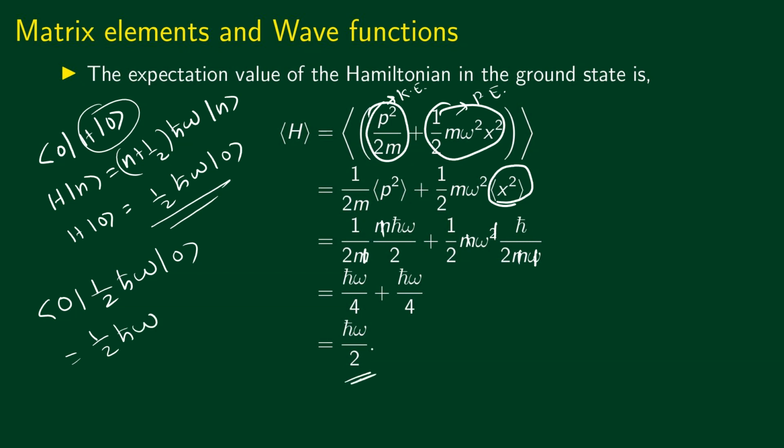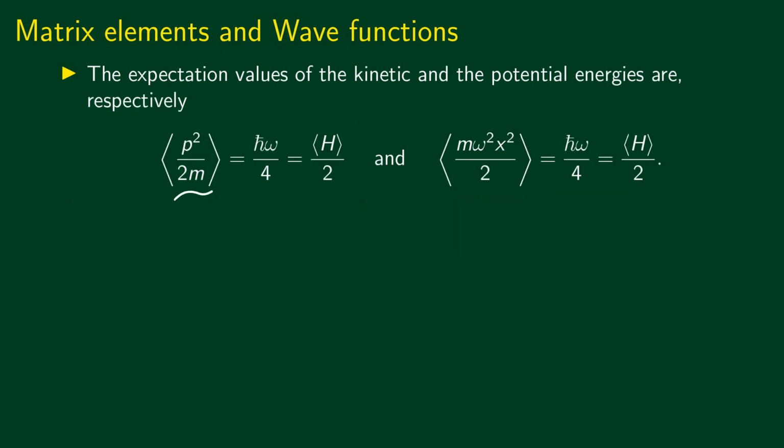Now this is a general result. If you try to find the expectation value of an operator in its own eigenket, okay, you are going to get the corresponding eigenvalue. So the expectation value of the Hamiltonian in the ground state is simply the ground state energy, which is half ħω. Okay. We note that the expectation value of the kinetic energy is ħω divided by 4, which is half the expectation value of the Hamiltonian. And the expectation value of the potential energy is also ħω divided by 4, which is again half of the expectation value of the Hamiltonian in the ground state.